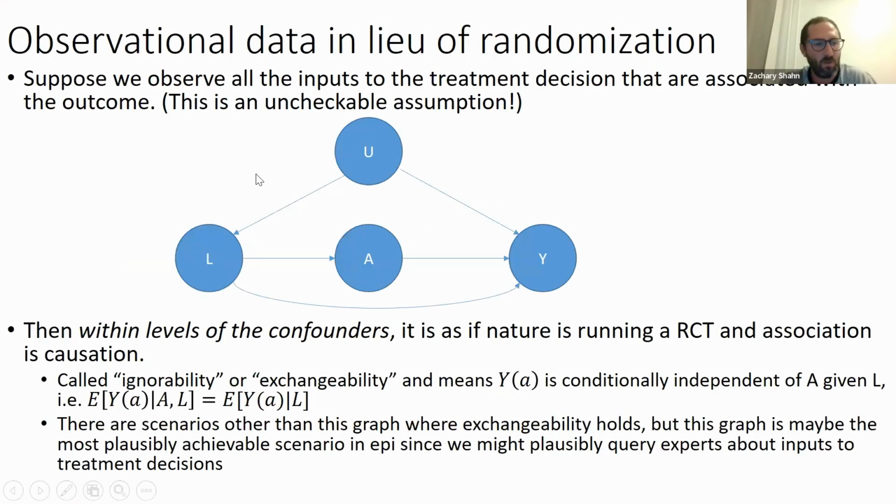Okay, so what do you do if you don't have randomization? If you can't do a trial because it's too expensive, or it would take too long, or it's unethical to randomize people to treatment in a certain scenario, what do you do? Suppose we have observational data, and we're lucky, or through careful planning, we collected data such that we got to observe all of the inputs to the treatment decision that are also associated with the outcome. So here, L, let's say, represents everything that the doctor thinks about when they decide whether or not to give you treatment A.